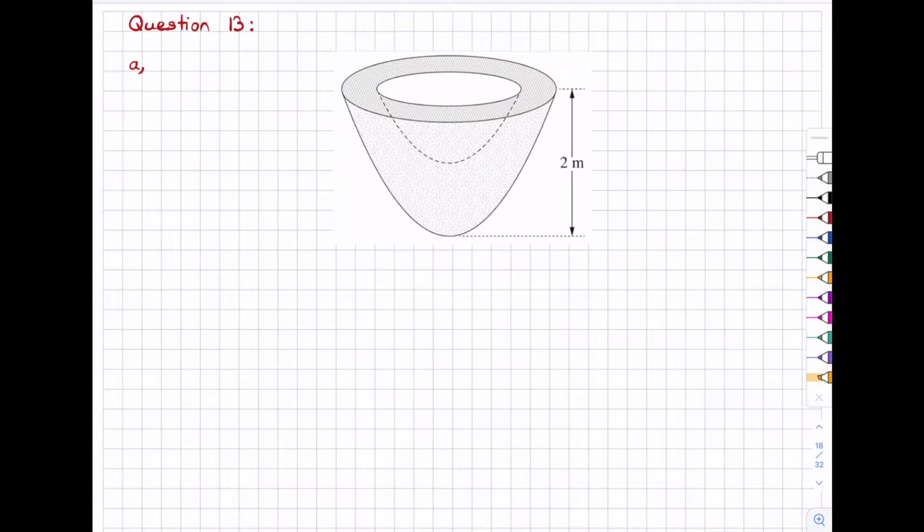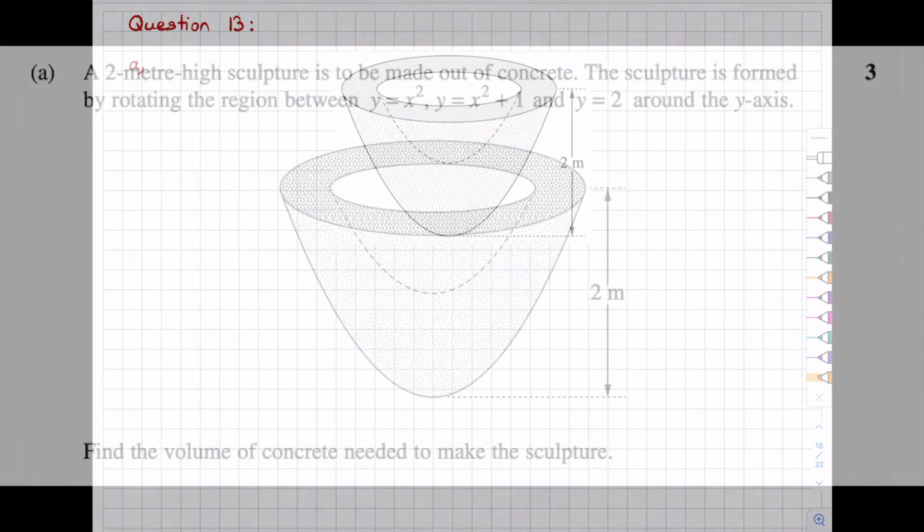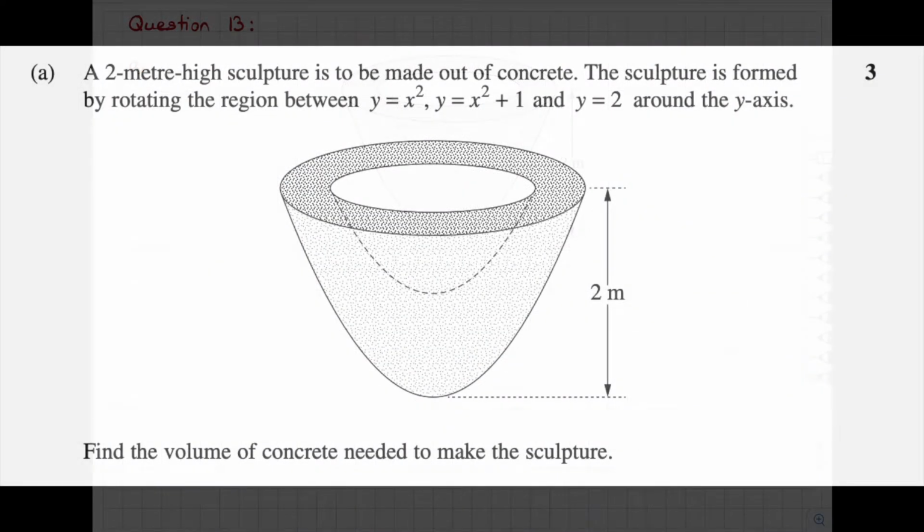In this video, we'll be going through question 13 from the 2021 HSC Mathematics Extension 1 exam, and this will be the fourth in a series of 5 videos covering the entire paper. So part A says, a 2-meter high sculpture is to be made out of concrete. The sculpture is formed by rotating the region between y equals x squared plus 1, and y equals 2 around the y-axis. Find the volume of concrete needed to make the sculpture.